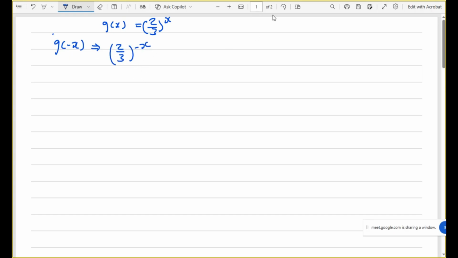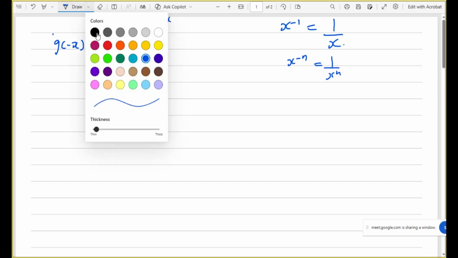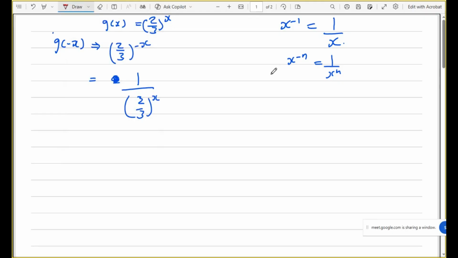So I need to say, if I have x to the minus 1, this becomes 1 over x. If I have x to the power minus n, this is just 1 over x to the power n. So it will be 1 over 2 over 3, everything to the power x. You understand? Are you still with me? Yes, sir. Then this is to the power x, because 1 to the power any number is just 1. Even if I say 1 to the power million, it's 1.